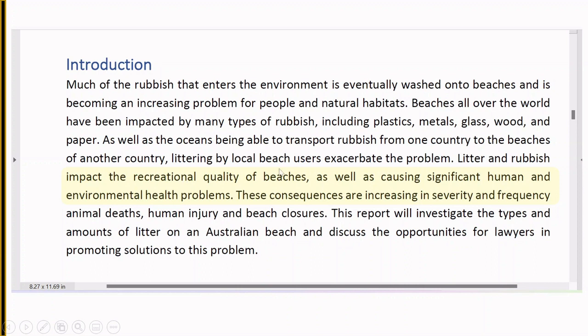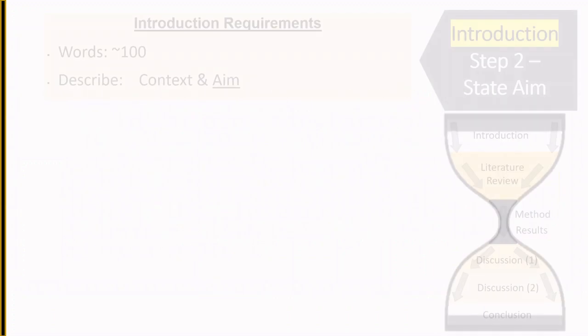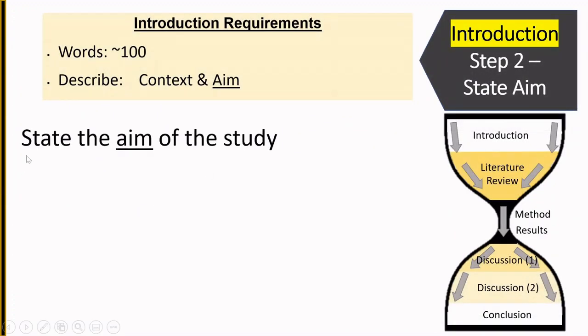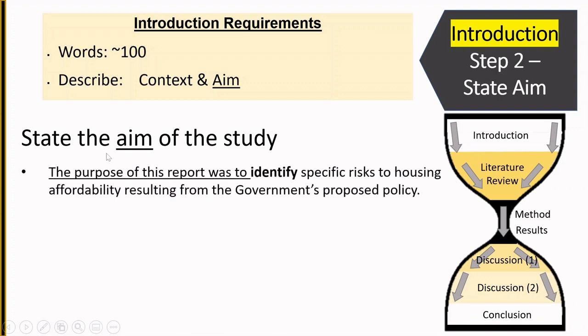And then we talk about, just after that, how this impacts beach quality, environmental health, human health risks, and that these consequences are increasing in severity and frequency. So there's some motivation that this problem's getting worse as well. So that's setting the context and the background, then narrowing it down and giving the reader some motivation as well. So we set the context, the background. Now we want to move on to the aim. So this is a critical part of the introduction, as we clearly state the aim of the study.